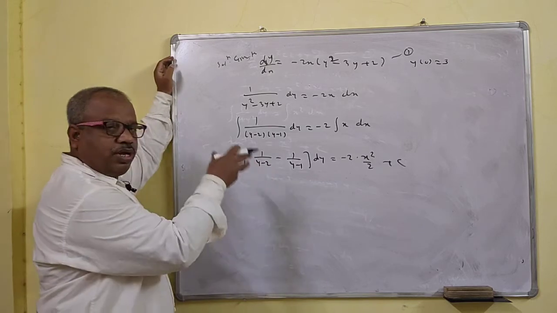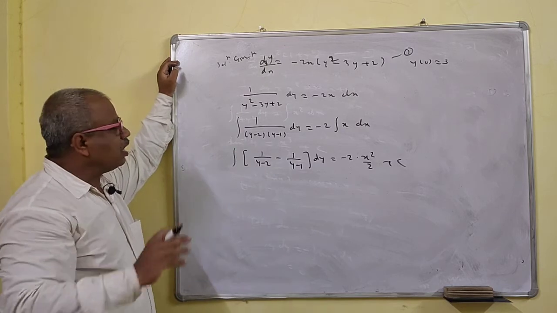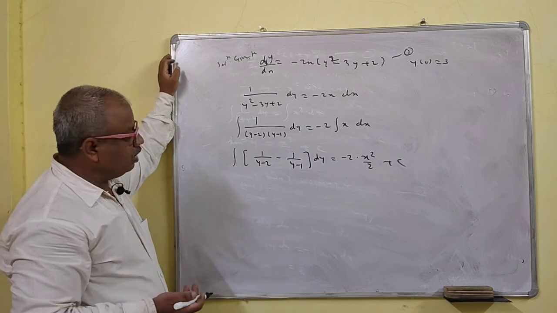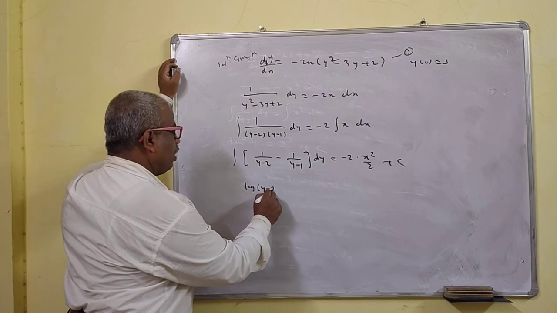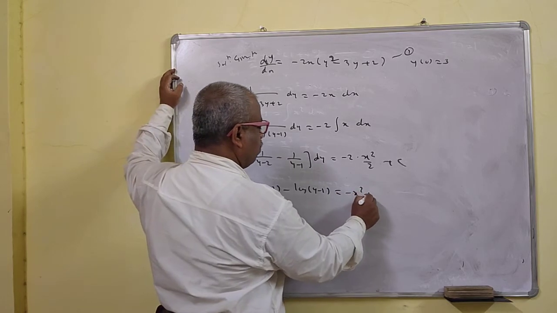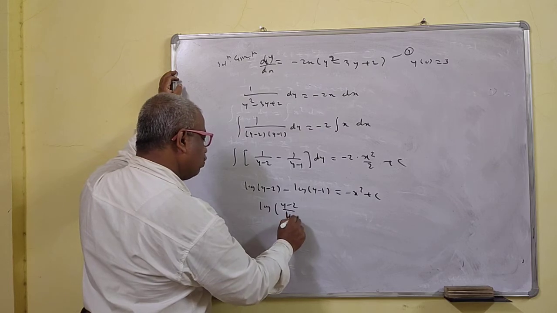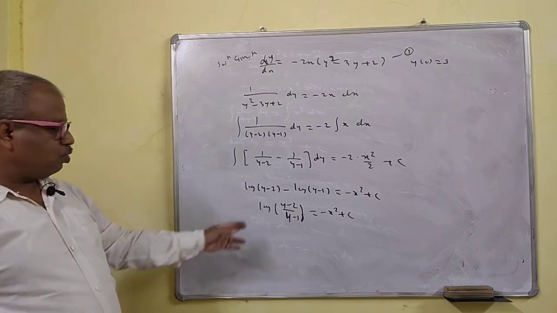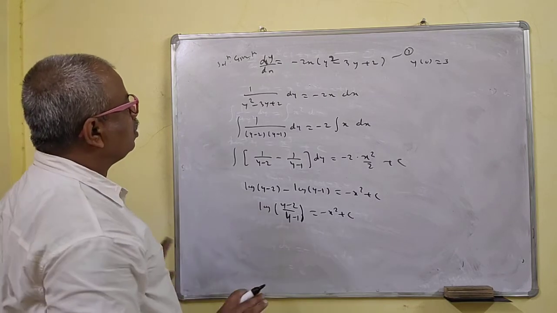Okay, so you can do it directly, or just keep 1 upon (y minus 2)(y minus 1) is equal to a upon y minus 2 plus b upon y minus 1, and find the values of a and b. Okay, we did that in the derivative. Now we'll integrate this: log of y minus 2 minus log of y minus 1 is equal to minus x square plus c. So log of (y minus 2) upon (y minus 1) is equal to minus this. If you don't want log, you can shift this to e raised to, and do this. So this is also the general solution.